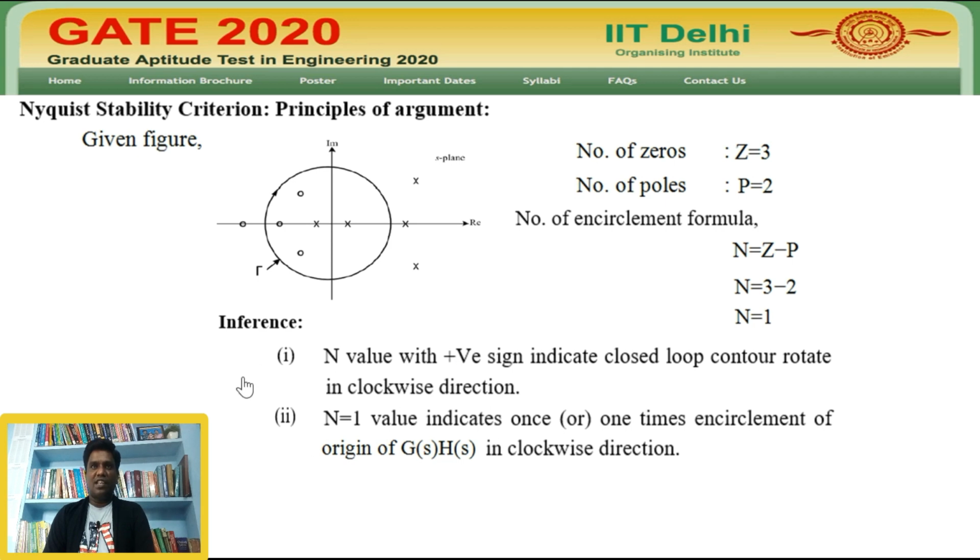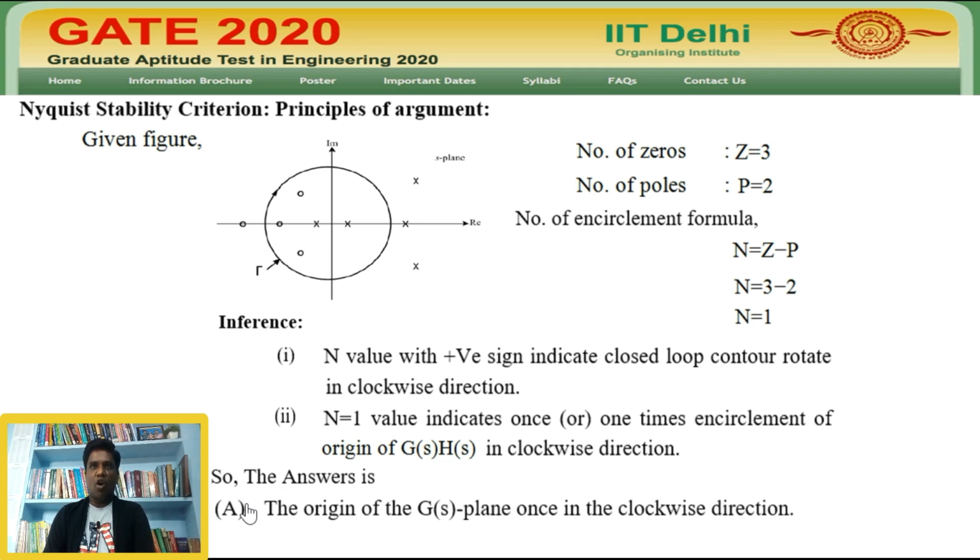From these observations, we can conclude that the answer is option B, the origin of the G(s) plane once in the clockwise direction. So this is the required answer for this problem.